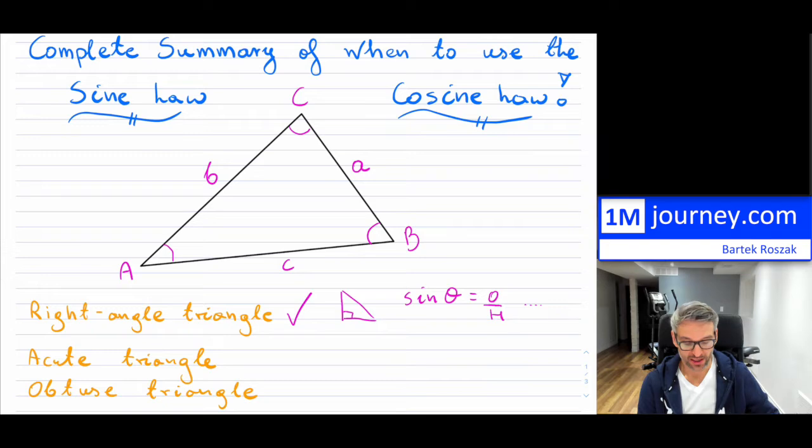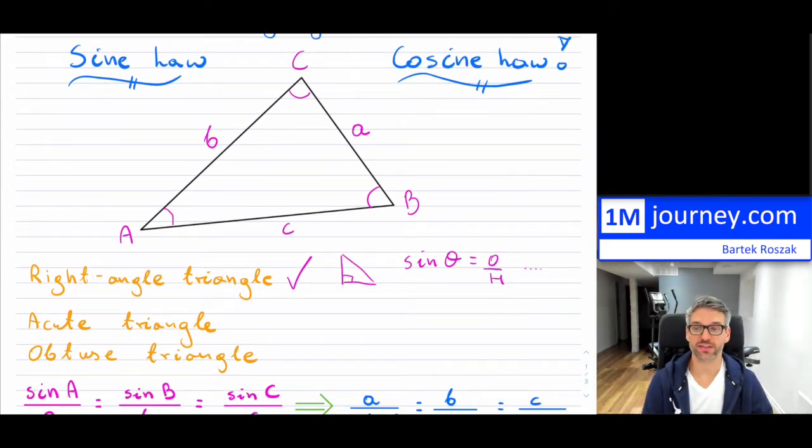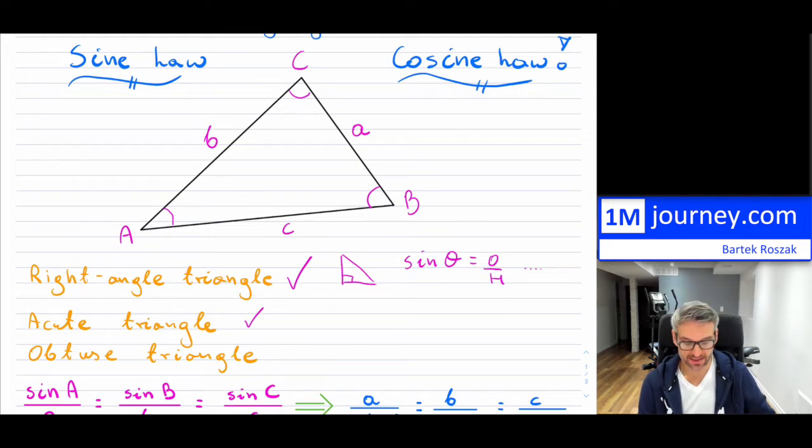Now, if you are dealing with a purely acute triangle, where all the angles, like the one drawn here, are less than 90, then yes, you can go ahead and use either the sine or cosine law depending on what information is given. The same thing applies if you have an obtuse triangle. This can only happen with one angle, because of the way triangles are constructed. If one angle is greater than 90 degrees, the other two angles must be less than 90 degrees, because when you add them together, they have to sum up to 180 degrees.